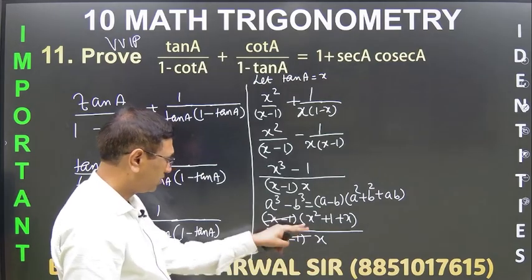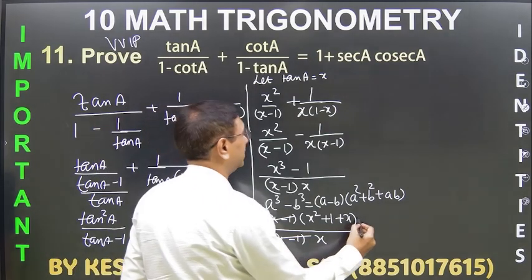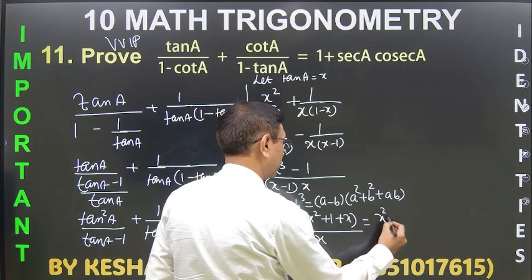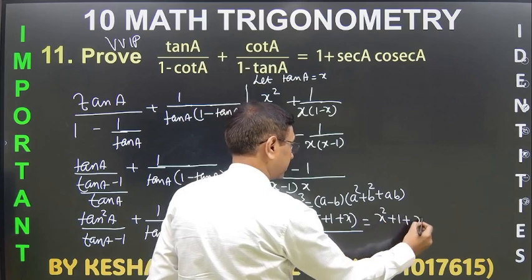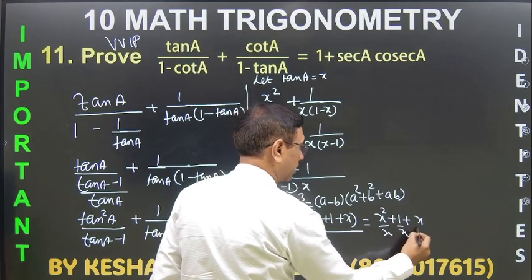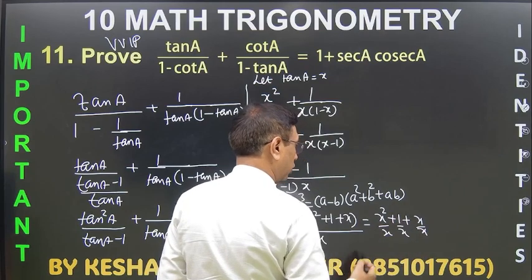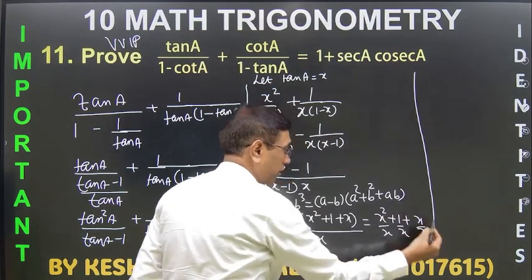So now we can separate, अलग अलग कर देते हैं. So x square upon x, upon x, upon x. So what are you going to get? Let's see what you are going to get.